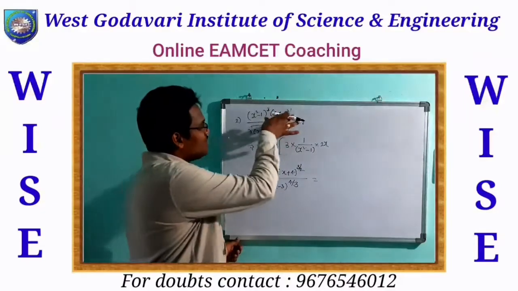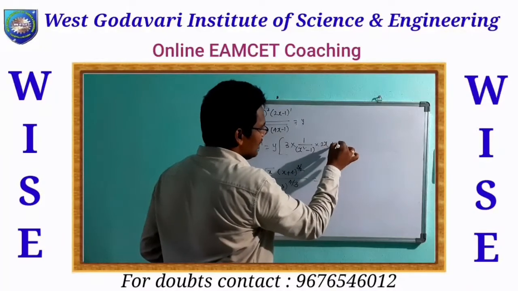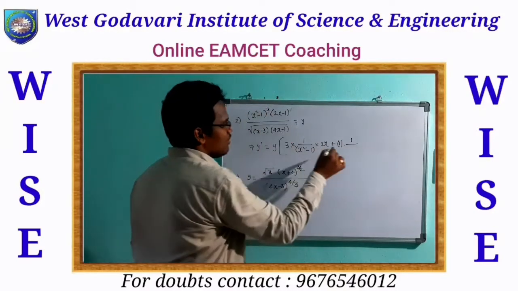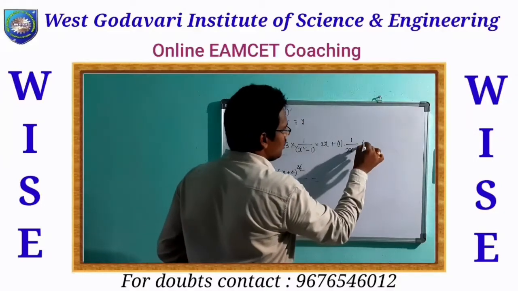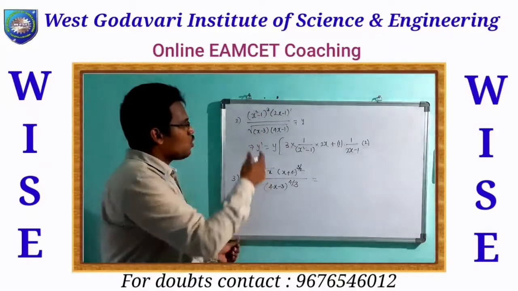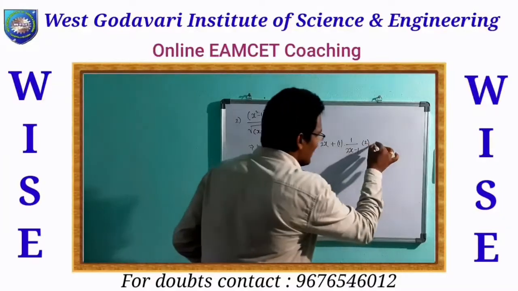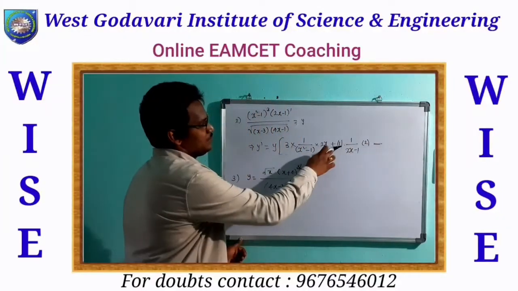Now go to the second term. The power value is 1. That's why here it is 1 into 1 by the function value 2x minus 1, and the differentiation of 2x is 2. So the numerator terms are completed. Now go to the denominator. Whenever we go to the denominator, it is indicated with a minus. For the numerator, it is indicated with a plus.